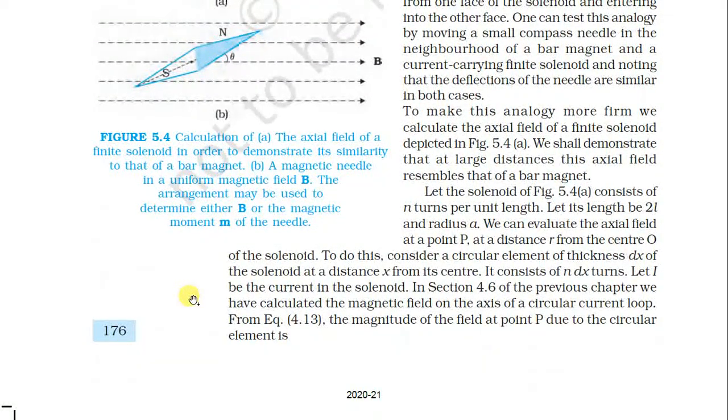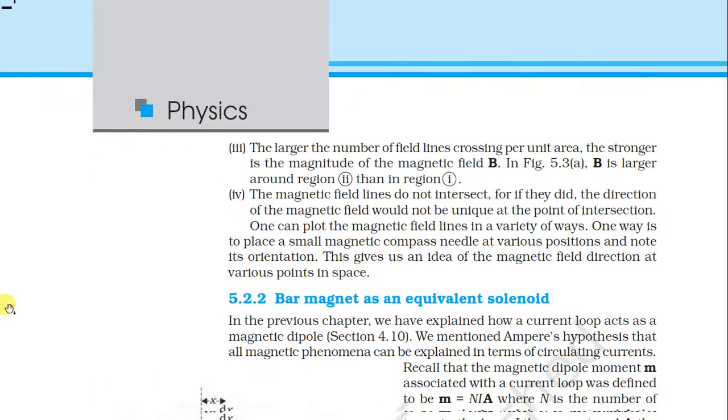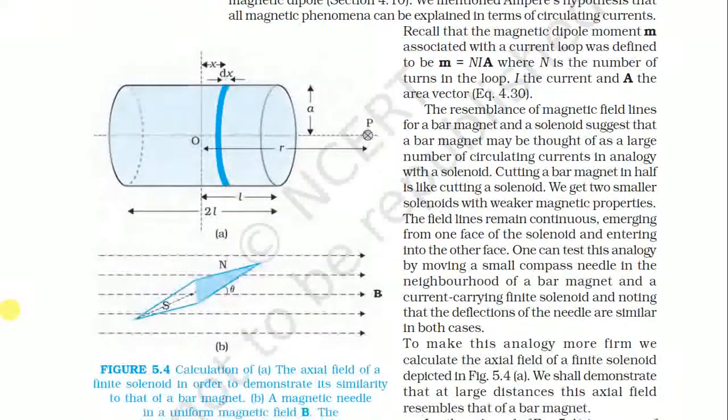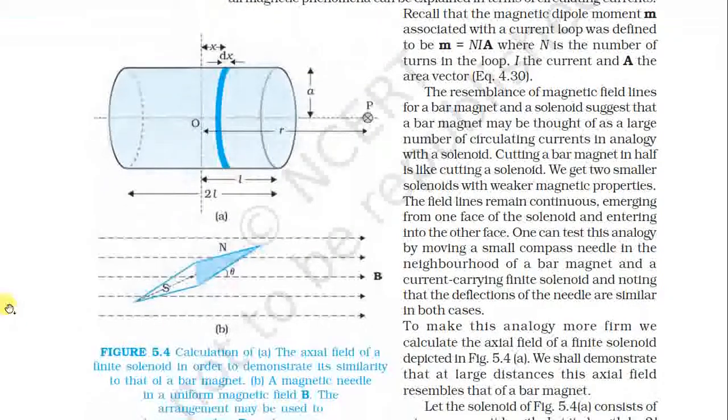Let I be the current in the solenoid, as in section 4.6 of the previous chapter. We have calculated the magnetic field on the axis of the circular current loop. So the magnitude of the field at point P due to the circular element, we already studied in the previous lecture. What is the axial magnetic field for the axial parameter? At that time, what will happen?